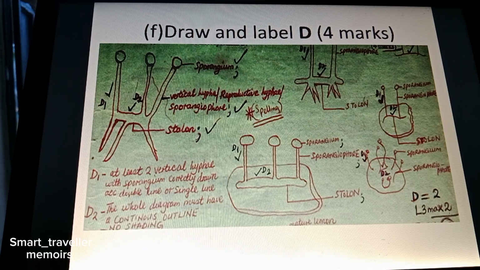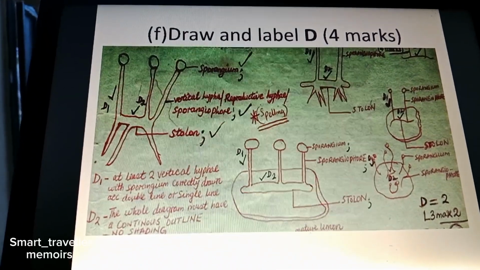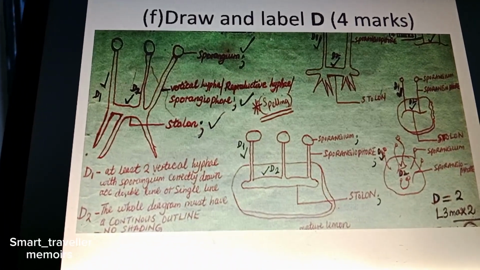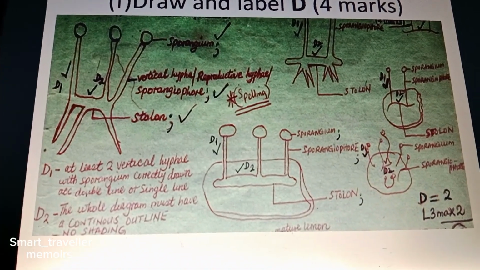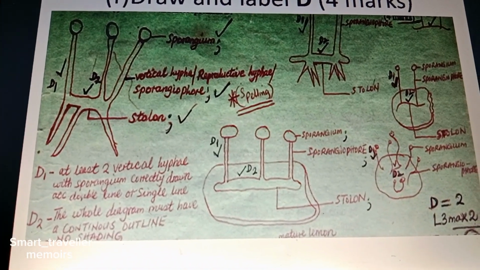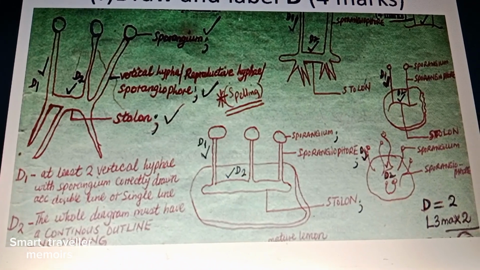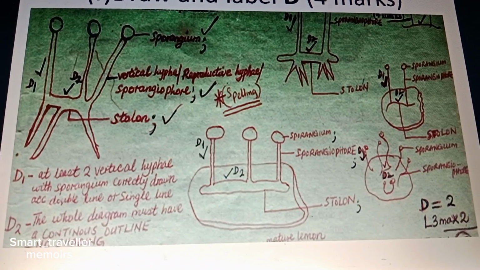Draw and label D, 4 marks. All right. So we draw and label D. Let me try to put this one closer so that we can see the details more, even without seeing the word drawing D. We are dealing with D now. Yes.